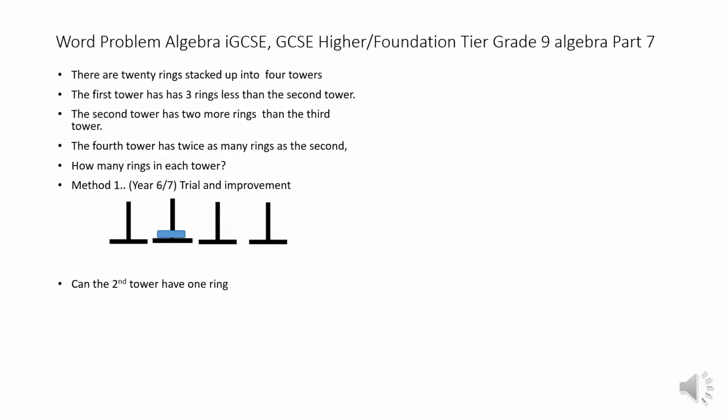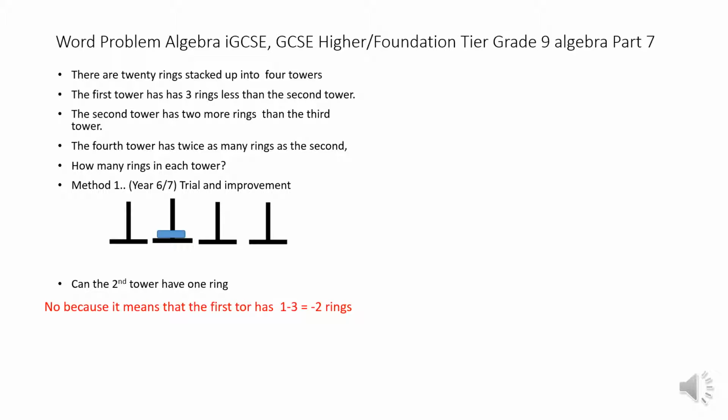Now, will this be part of the solution? Let's check. Don't forget that the first tower has 3 rings less than the second tower. So if the second tower has only 1 ring, it follows that the first tower has to have 1 minus 3, which is equal to -2. And you cannot have negative 2 rings in this situation. So 1 ring only in tower 2 is not part of the solution to this problem.